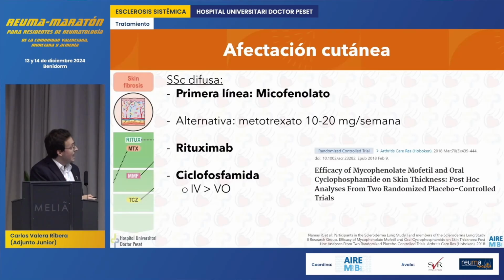First-line treatment then is mycophenolate, but an alternative is methotrexate, which is admittedly perhaps less potent, especially if there are other manifestations like skin involvement and so on, immune-mediated manifestations. It might not be the first-line option, but still, it's an alternative. Rituximab is also recommended in the guidelines. And also cyclophosphamide, especially the intravenous form, which, as you know, is less toxic than the oral route.